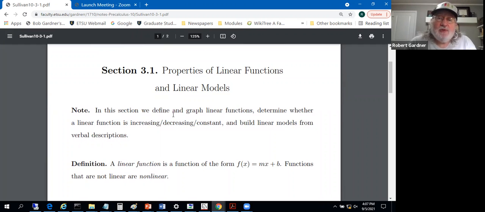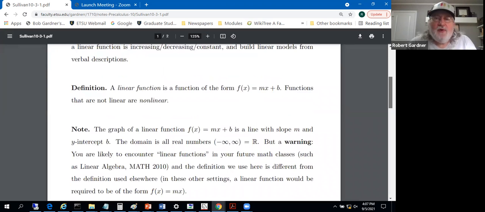And we're pushing those into the setting of functions. So in this section, we'll define and graph linear functions, somewhat repetitious with things we've done in the past, fortunately. We'll determine whether a linear function is increasing, decreasing, or constant, and build linear models from so-called verbal descriptions. First, a formal definition. A linear function is a function of the form f of x equals mx plus b. Functions that are not linear are called nonlinear.